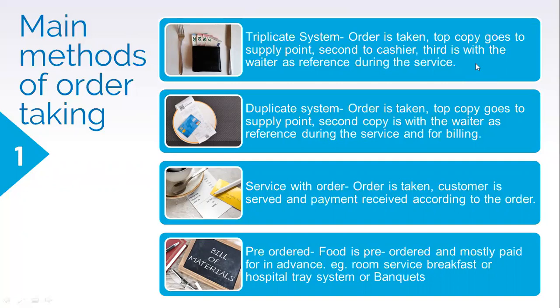Pre-ordered: here food is pre-ordered and mostly paid for in advance. Examples are room service breakfast, hospital tray system or banquets. In room service breakfast, the bill can be settled when the customer is checking out. But for banquets, the food menu is decided and an advance is already paid.